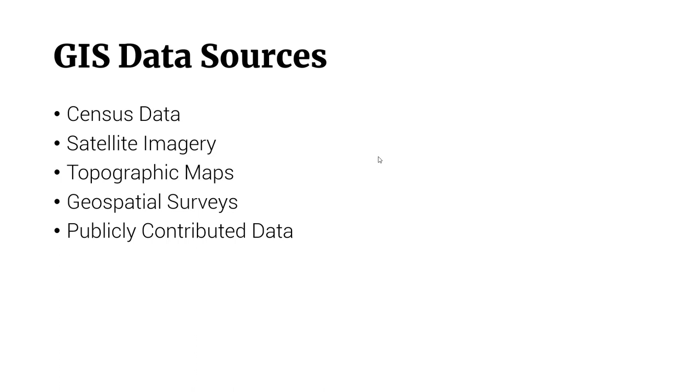Fourth one is geospatial surveys. These are ground-based surveys using GPS technology. So these are field surveys, on the ground data collection or gathering. They use GPS technology, or the global positioning system technology, through ground surveys. And the last one is publicly contributed data. These are data from platforms like OpenStreetMap, Google Earth, Mapbox. These data come from volunteers. So these are the 5 GIS data sources: census from the government, satellite imagery from satellites, topographic maps that illustrate surface features, geospatial surveys using GPS, and publicly contributed data coming from volunteers.